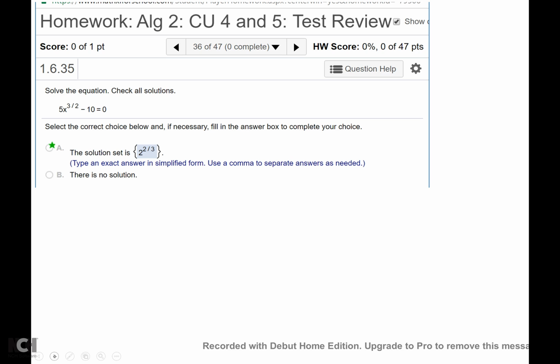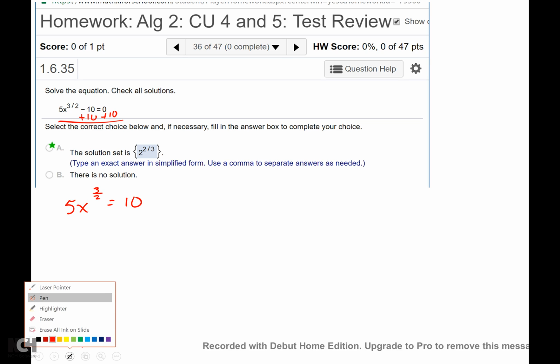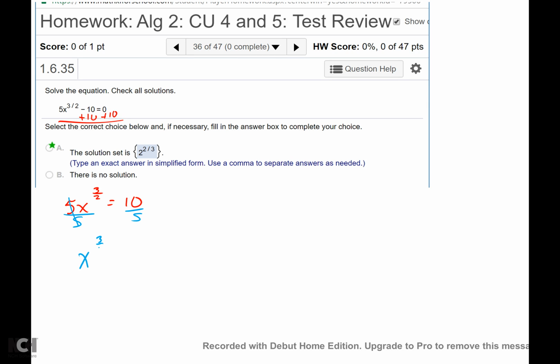Alright, this one, same thing, but we're going to have to isolate to kill, so I'm going to add 10. That gives me 5x to the 3/2 equals 10. Still not isolated, I got to get rid of that multiplier there, so divide by 5. I get x to the 3/2 equals 2. So now I can kill by raising to the reciprocal. Kills it. X is alone. And they said type an exact answer in simplified form. They left it 2 to the 2/3.